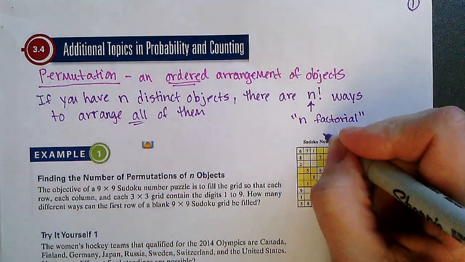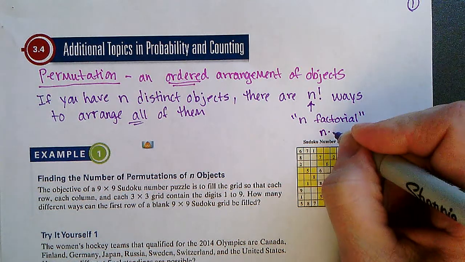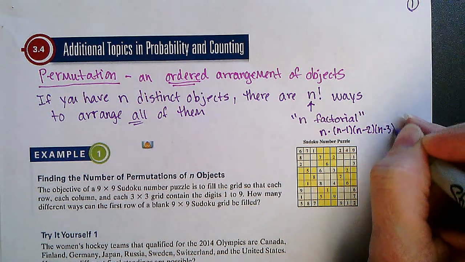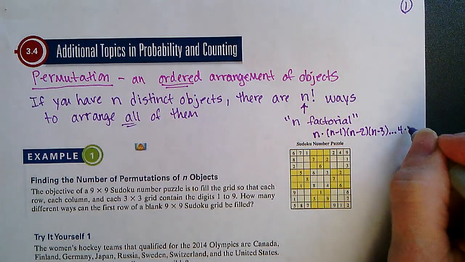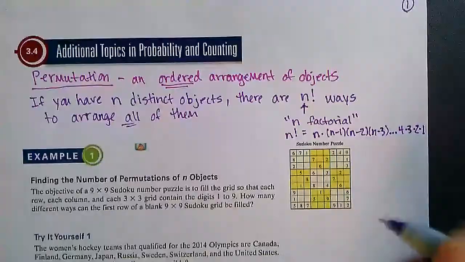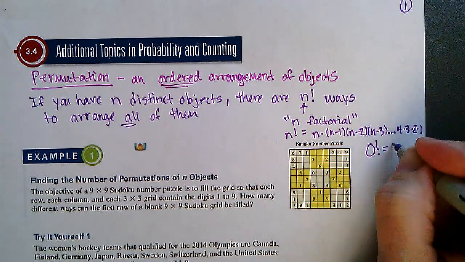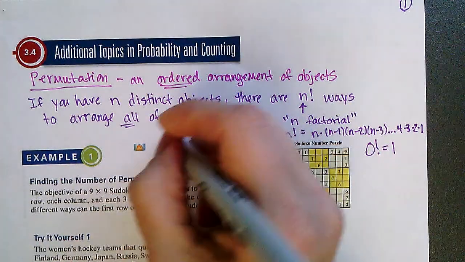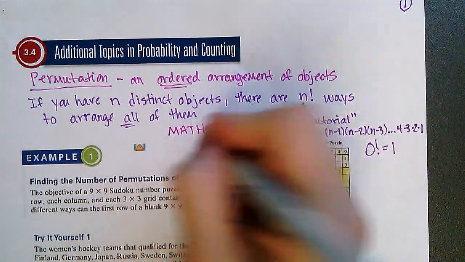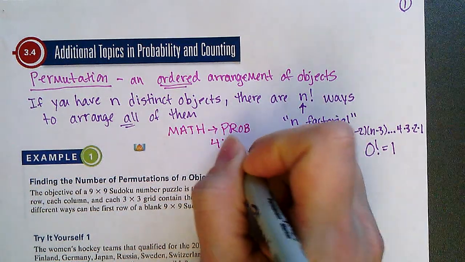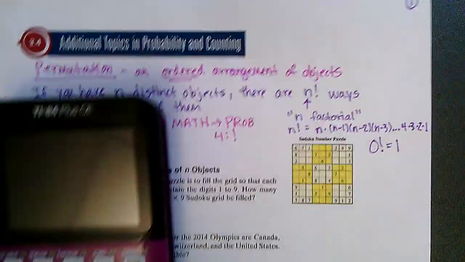And what that means is that we're going to take n times n minus 1 times n minus 2 times n minus 3 all the way until we get to 4 times 3 times 2 times 1. That's how we do n factorial. By definition, 0 factorial is equal to 1. I know that doesn't make sense, but it is what it is. So in your calculator, you can find that factorial button in the math menu, arrow over to probability, and then choose number 4, which is the factorial button.